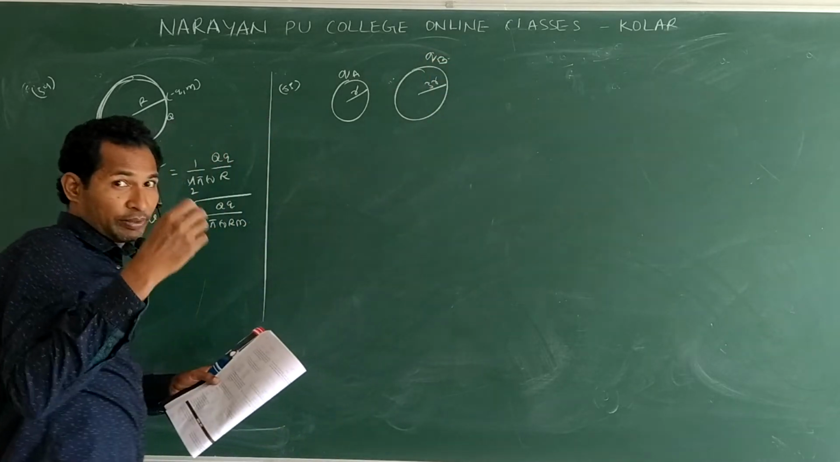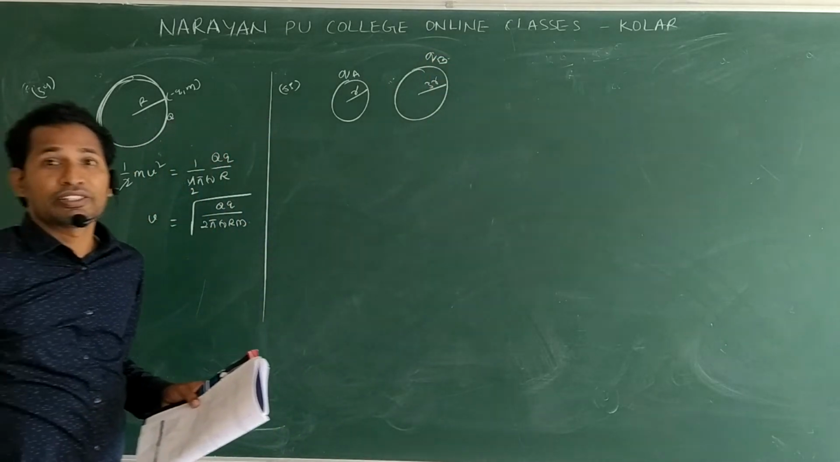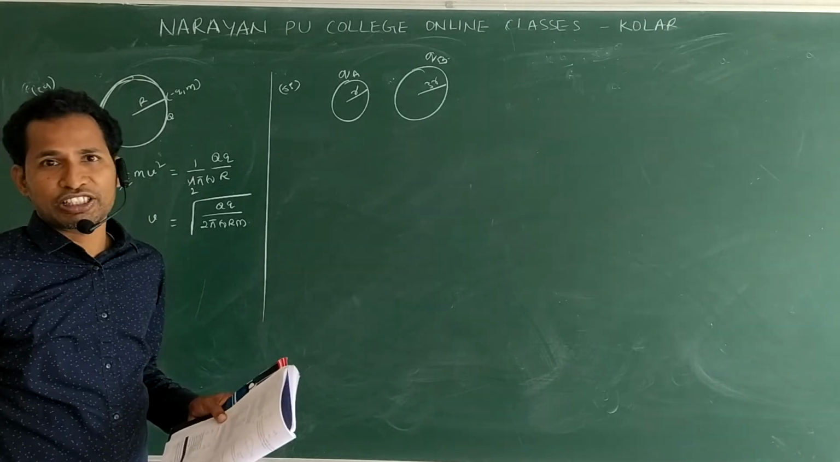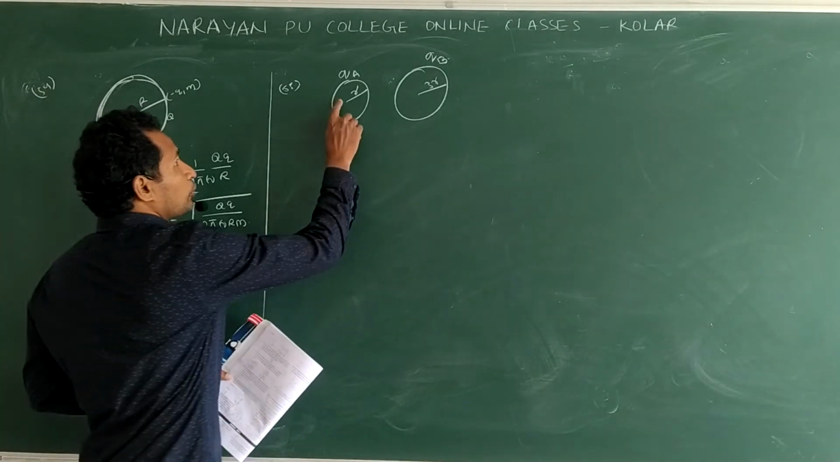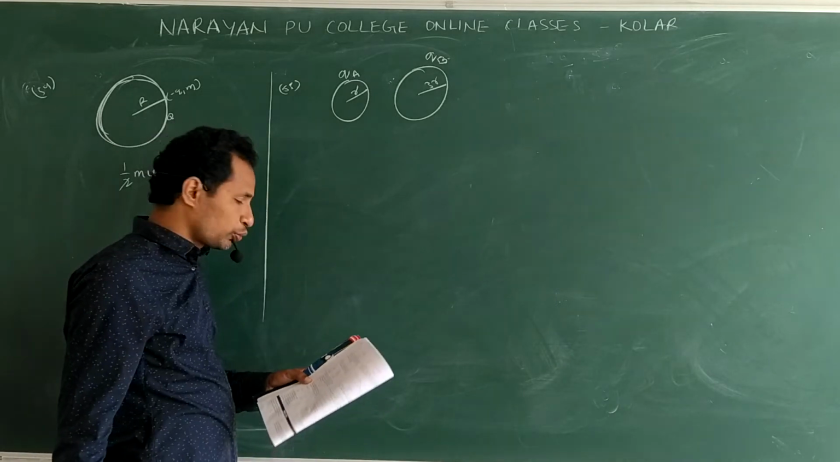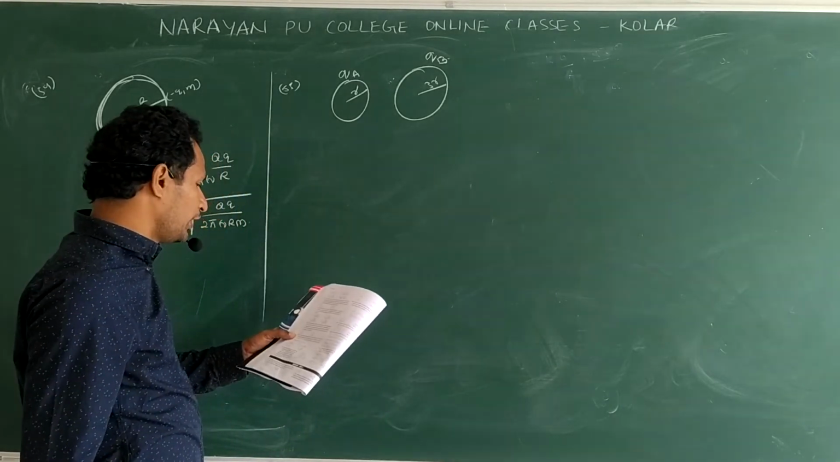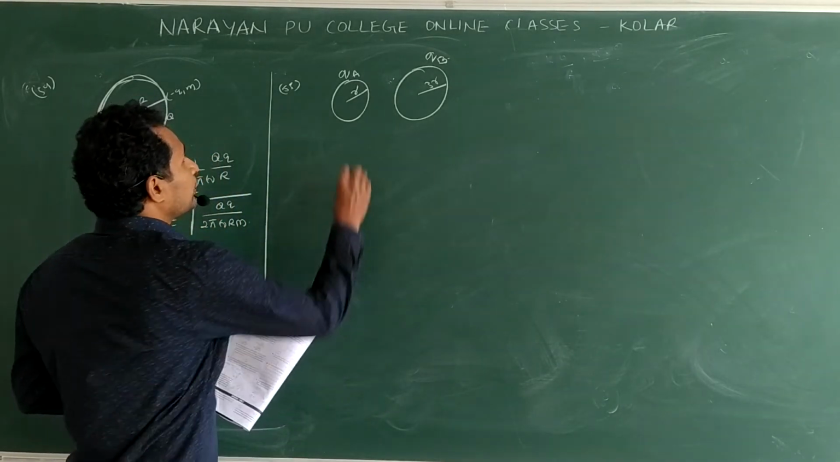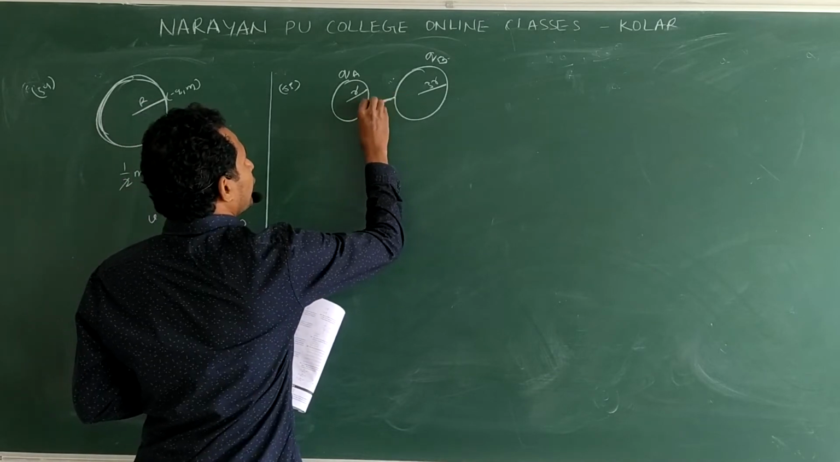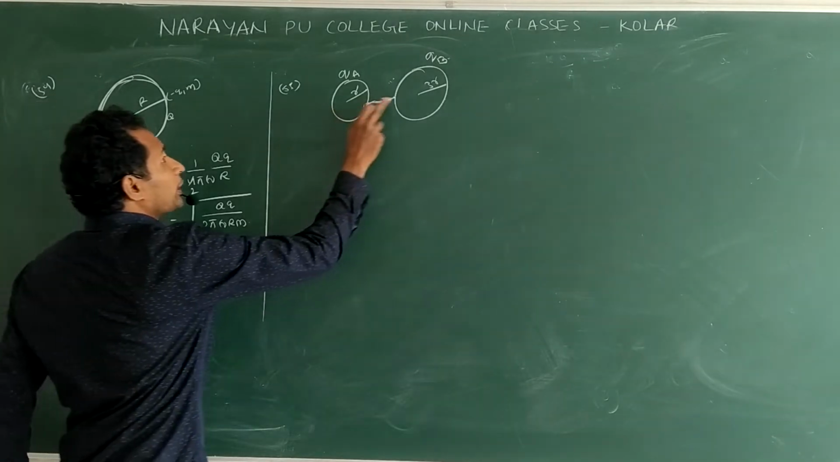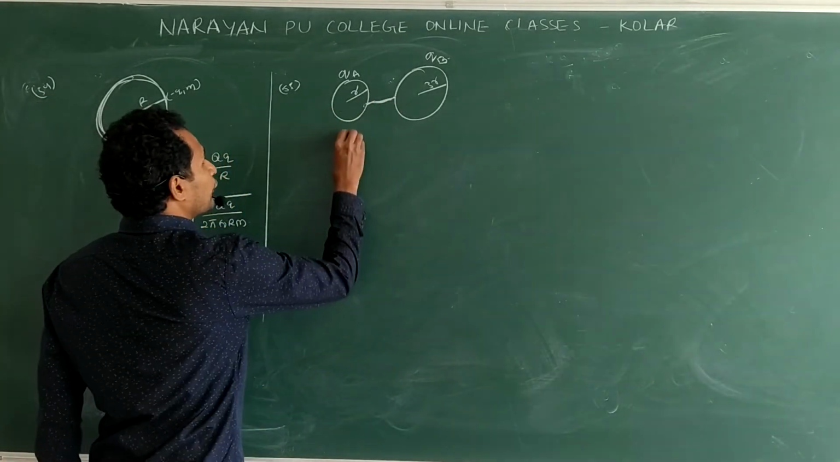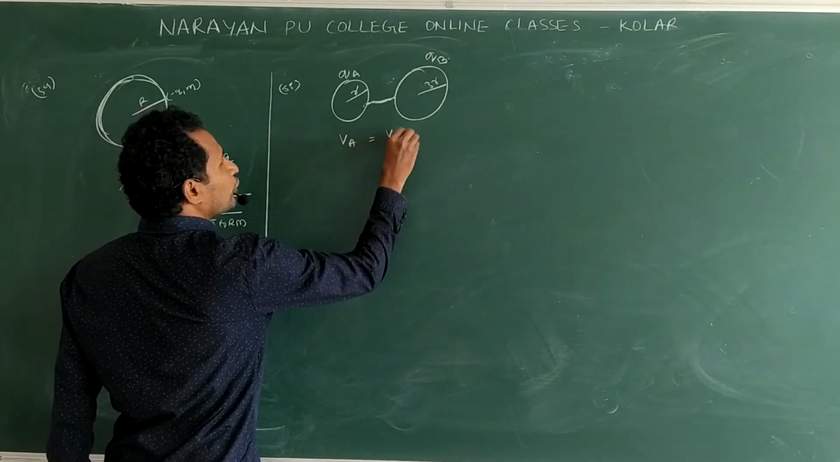In the beginning I said when identical spheres are in contact, if you make a contact, charge will be distributed. I mentioned equally, but here these two are not identical. In this case, what happens we will see now. What did they do? They connected them with a wire like this. If we connect this wire, their potentials will become equal. Potential of A will be equal to potential of B.